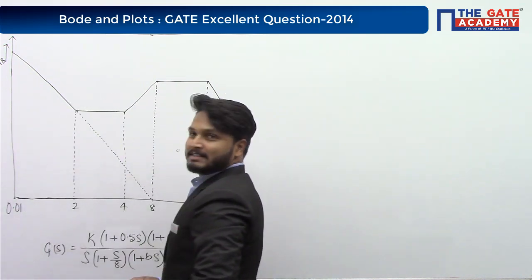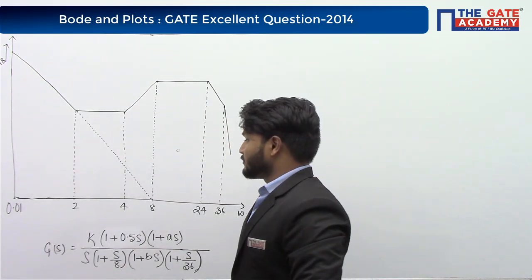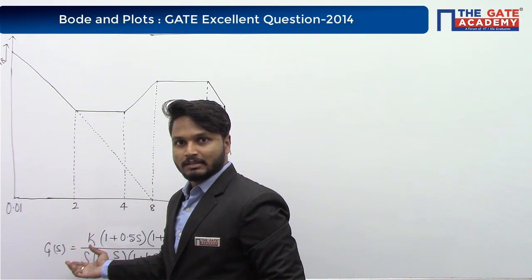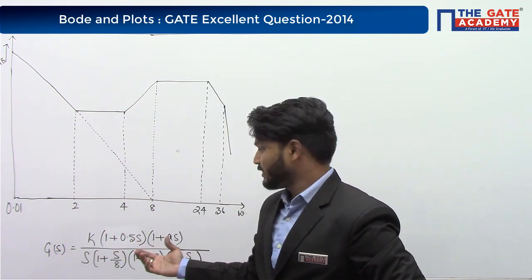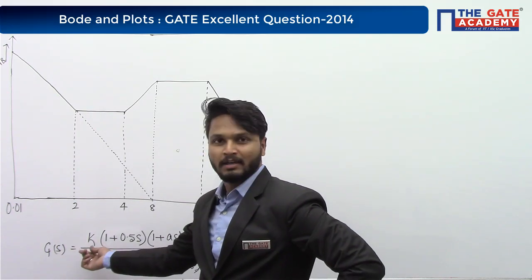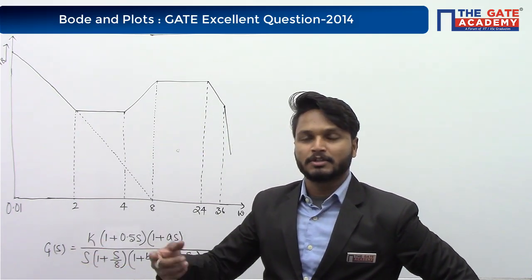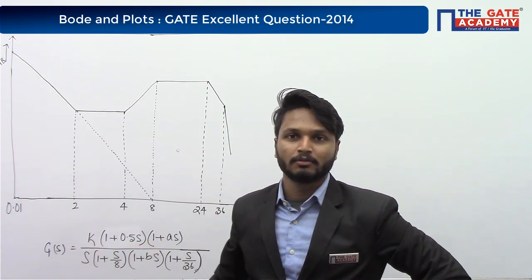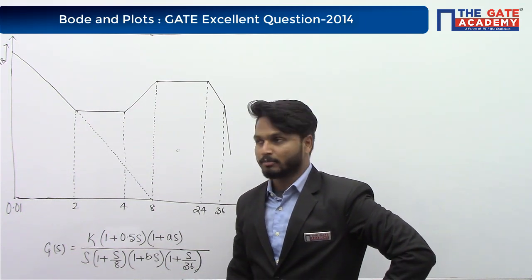So this is the graph given in the question. From the graph, the transfer function is also given, and you have to find out the values of a, b and k, so that you can substitute them in a upon bk and evaluate the value of a upon bk.